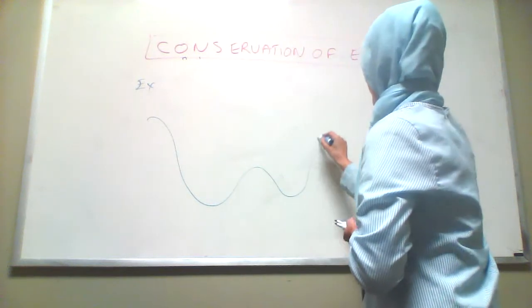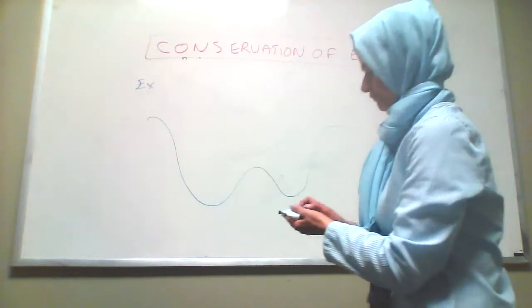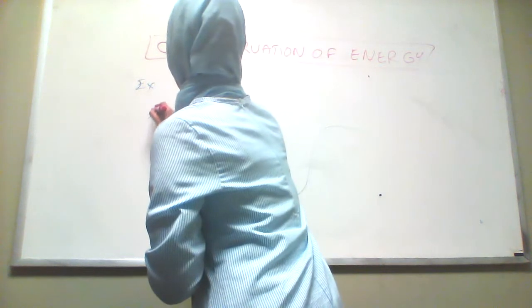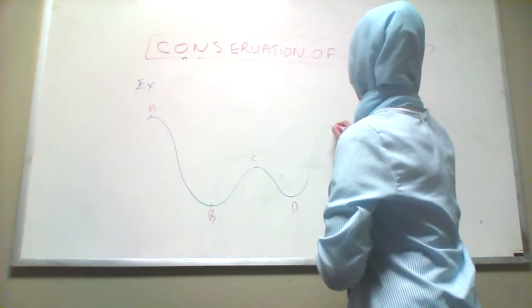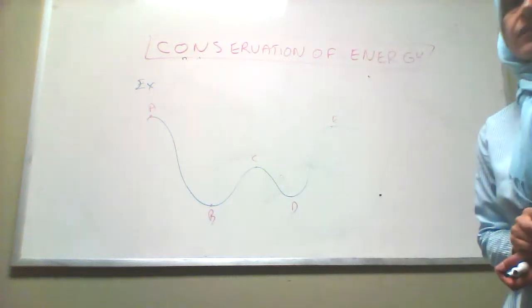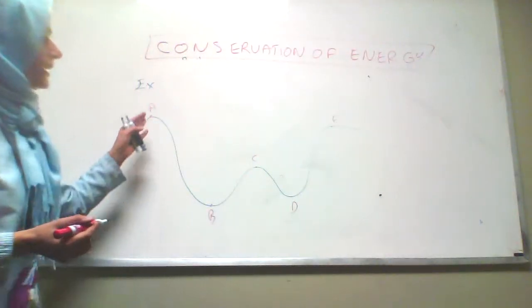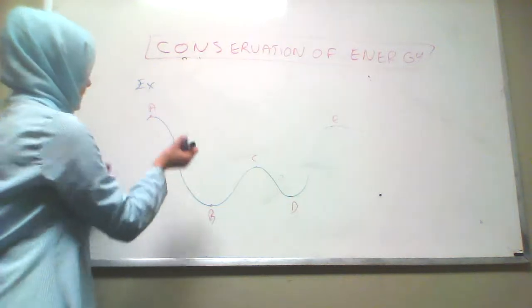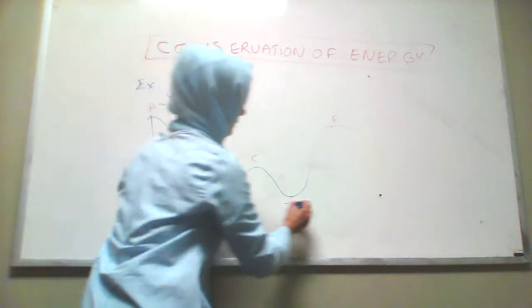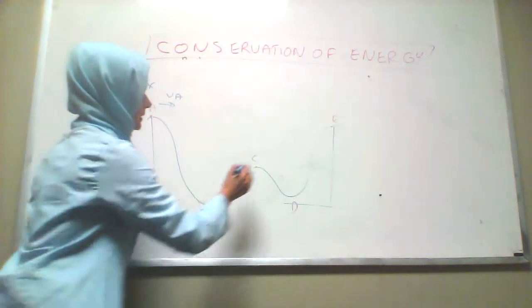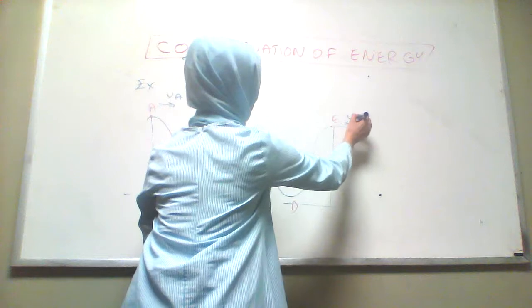For example, if we have, let's say, a roller coaster and it has a path like this, we have points A, B, C, D, and E. If I'm interested in points A and E, for example, they are giving me a velocity here, VA, there are heights given, and asking me the velocity here at point E.